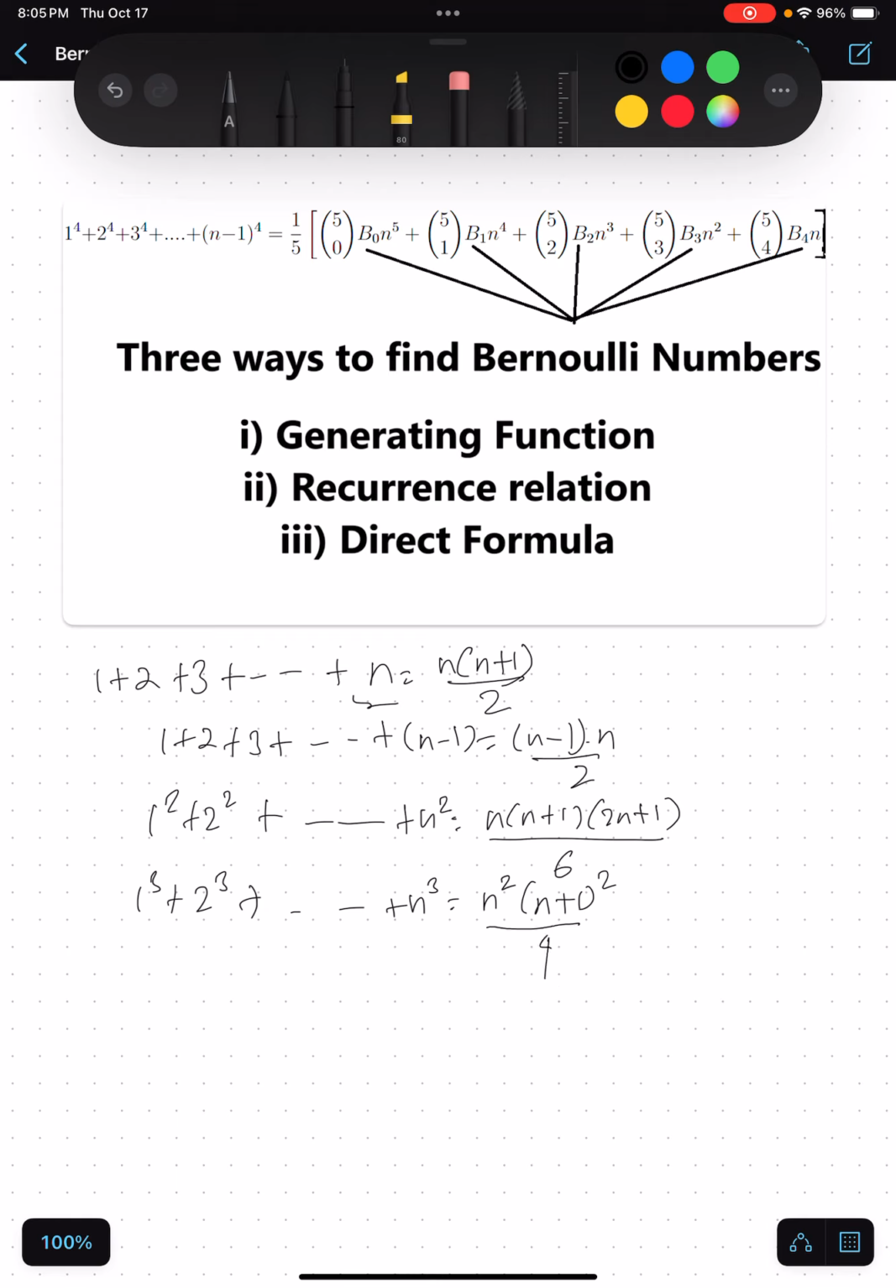And during our childhood, when we come to the power of 4, we get stuck because no one really tells us the formula for this one. And we try to find the formula. We try to express this as a polynomial, try to see the pattern, so that we can get this polynomial, but you will get some polynomial, but that won't work.